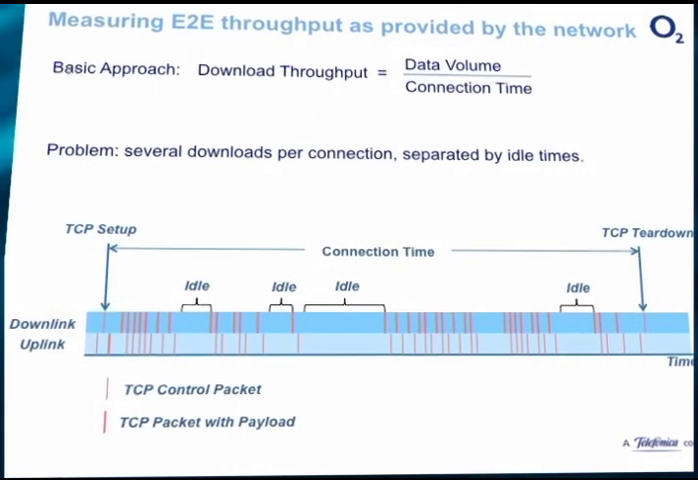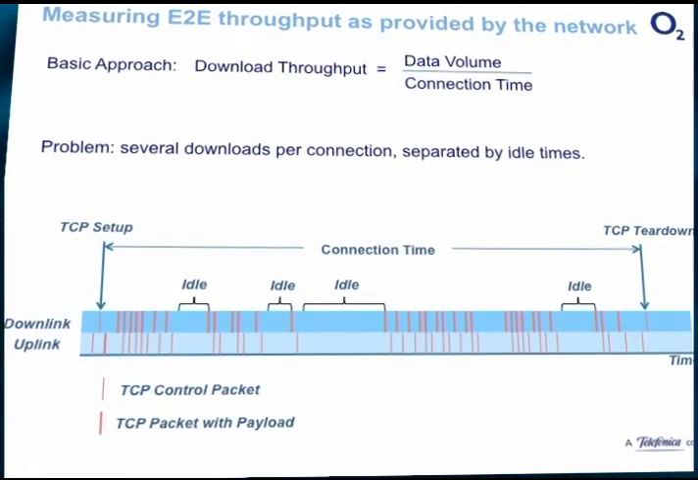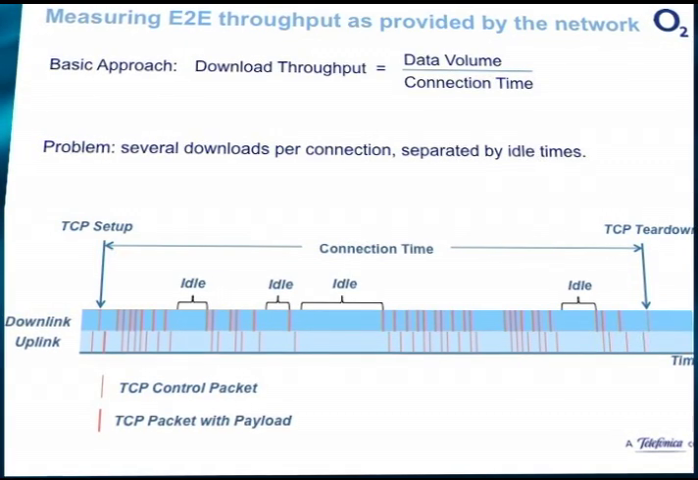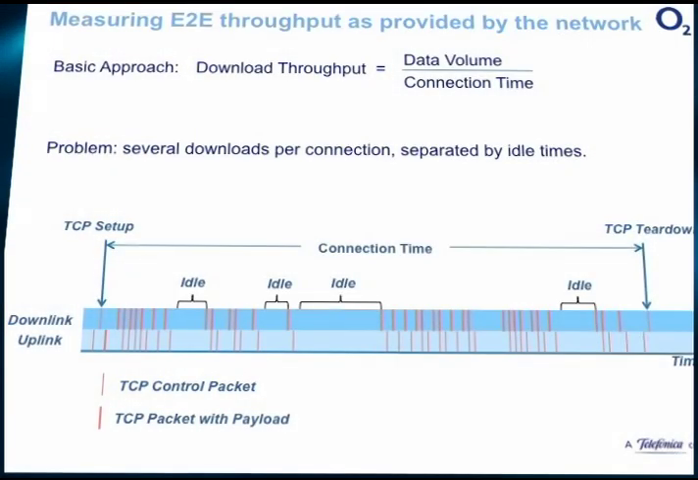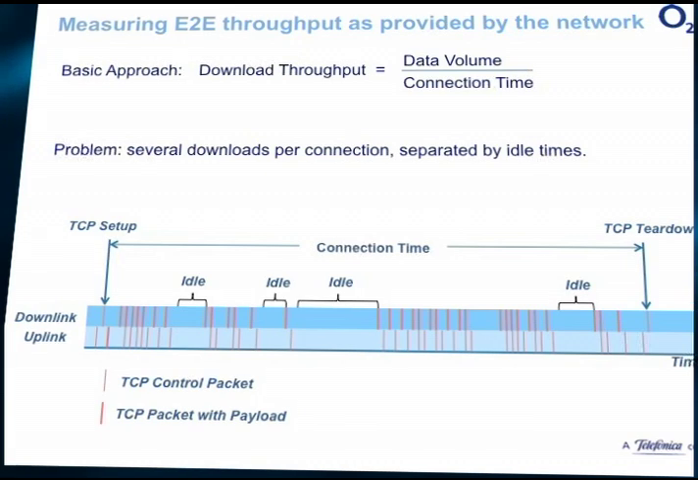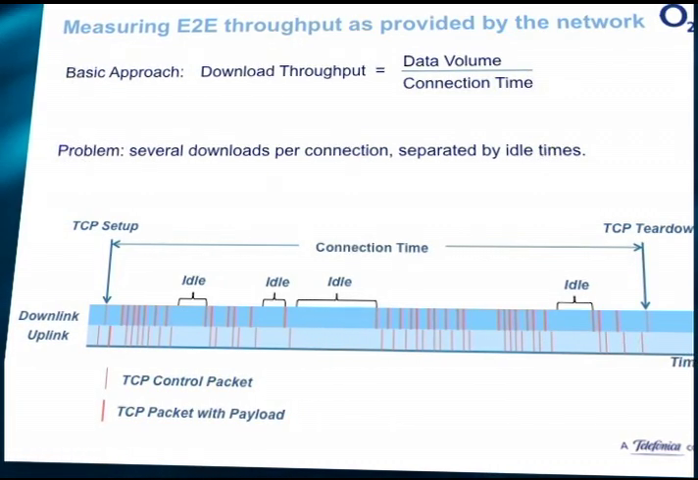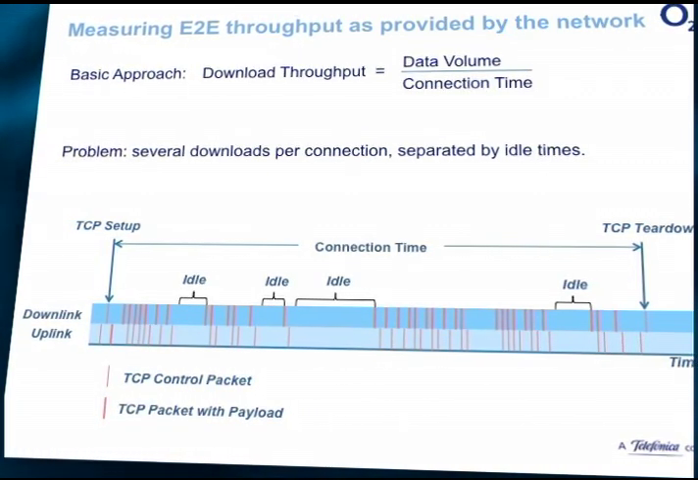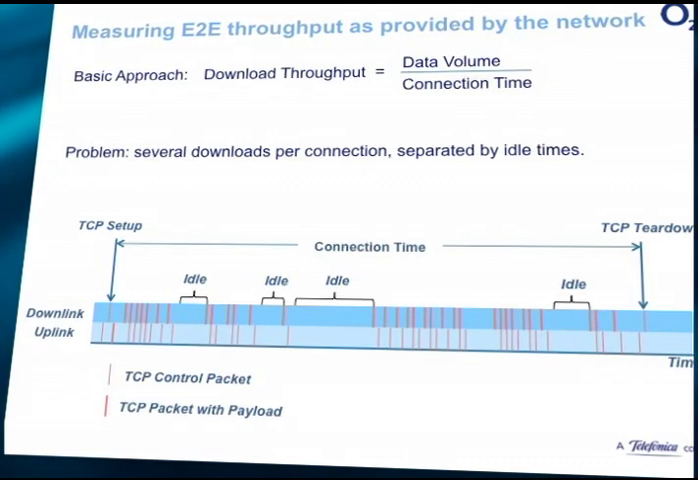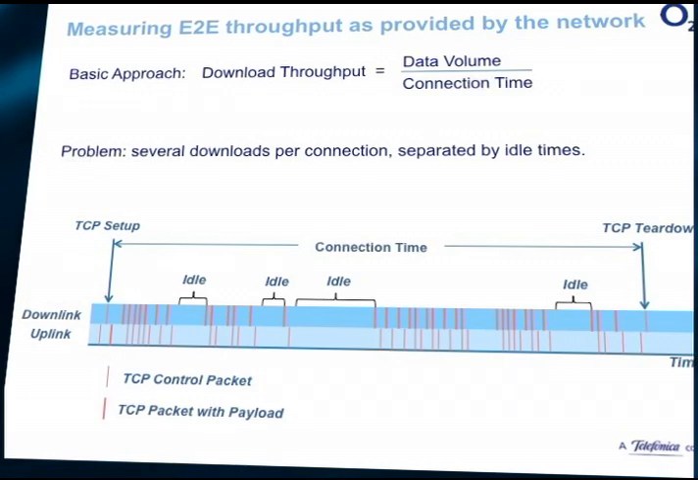The problem is you may have several downloads per connection separated by some idle times, and this may clearly underestimate the real throughput, so your KPI may be much lower than the user experience really is. If you apply this to live network measurements, you may get figures of about 20, 30, 40 kilobits per second, which is clearly too low for an HTTP network, at least in the network of Telefonica O2 Germany.